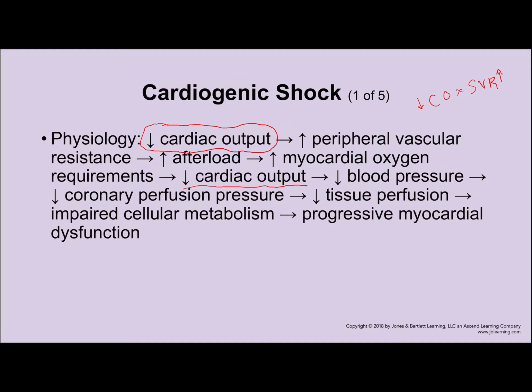And as we said before, your coronary perfusion is dictated by your diastolic blood pressure. So if you have decreased blood pressure, particularly decreased diastolic blood pressure, you'll have decreased coronary perfusion pressure. And that leads to inadequate oxygen delivery to the heart muscle, and eventually the whole system will just shut down. You'll have decreased cardiac output, decreased tissue perfusion, and again, progressive myocardial dysfunction.